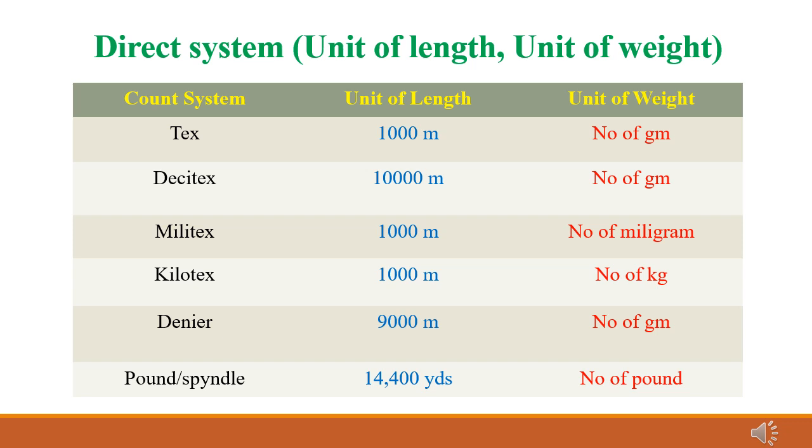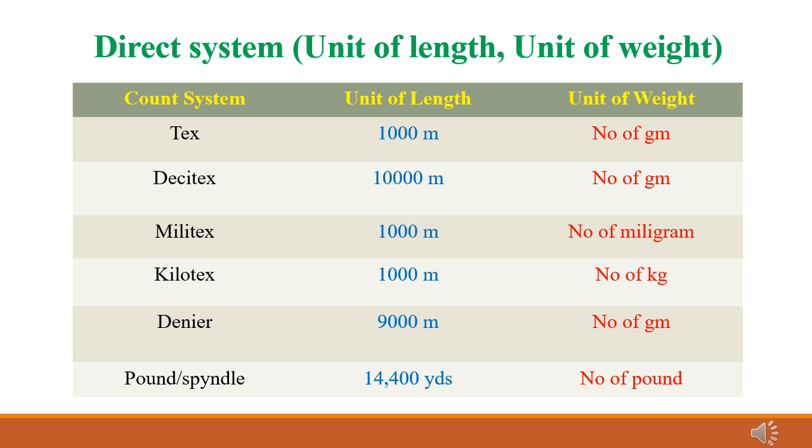So, if we say what is x tex, the answer will be the weight of 1000 meter yarn is x gram. If the value of x is 100, that means the weight of 1000 meter yarn is 100 grams. Decitex is the weight of 10,000 meter yarn in gram. Now if we say what is 100 decitex, the answer is the weight of 10,000 meter yarn is 100 gram.